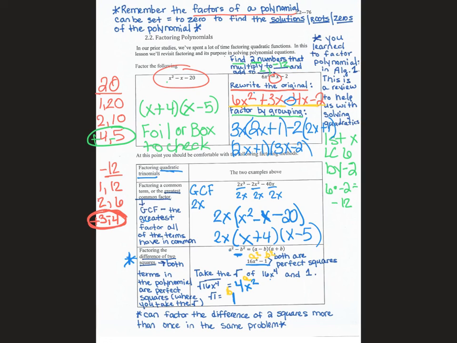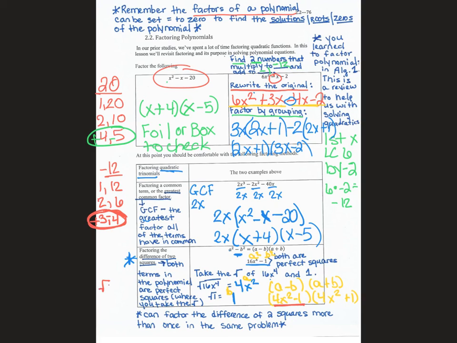So now that I have my a term and my b term, I write down a minus b times a plus b. So I have 4x squared minus 1 times 4x squared plus 1. I have to be careful. Anytime I have two terms, like this right here, two terms, and a minus sign in between, I have to check to see if I end up with the difference of squares again.